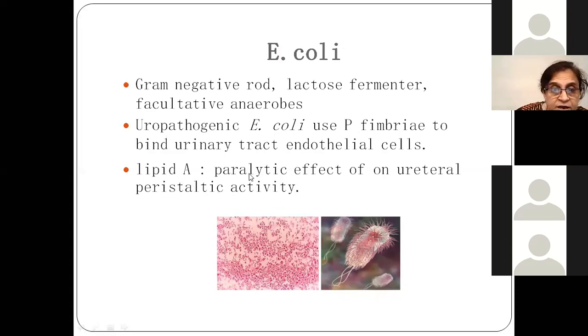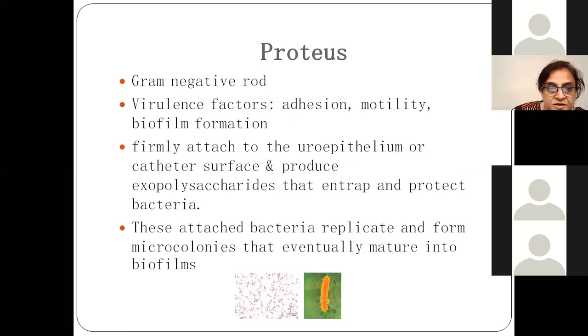And this lipid A, what does it do? It has a paralytic effect on the ureteric peristaltic epithelium. So because of this, there can be stasis of the urine. The urine can also reflux upwards, and there can be an ascending infection from the bladder to the kidney. So that is why E. coli is the commonest organism which can cause urinary tract infection.